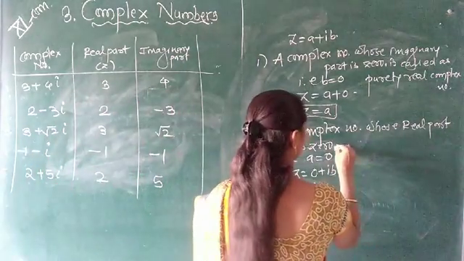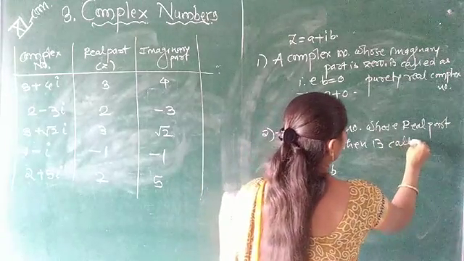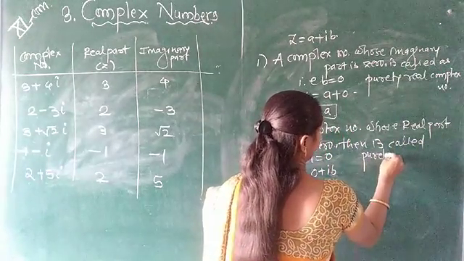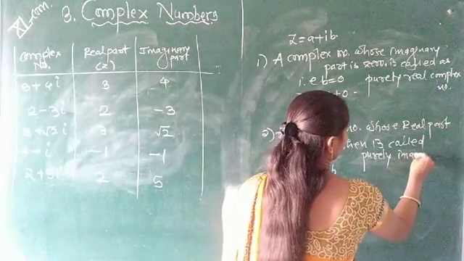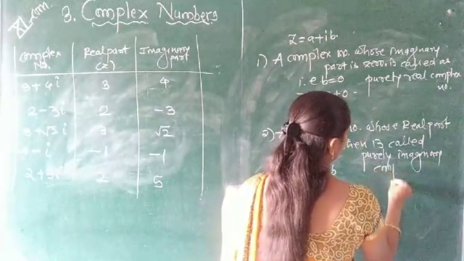Then it is called purely imaginary. Is called a purely imaginary complex number.